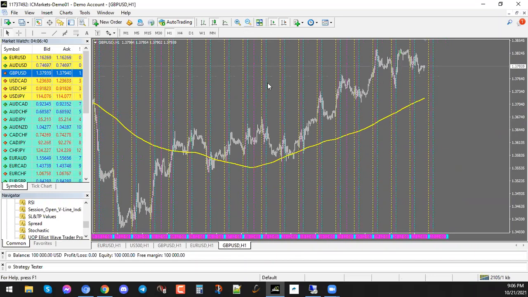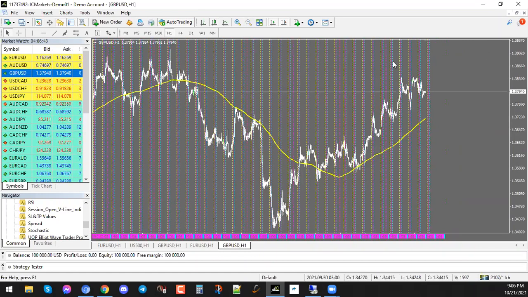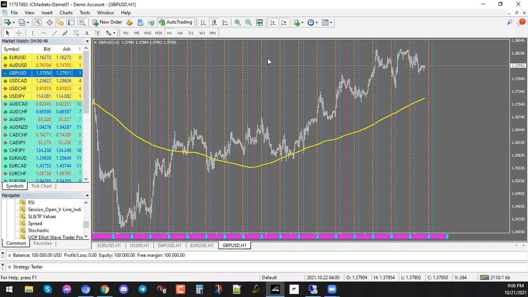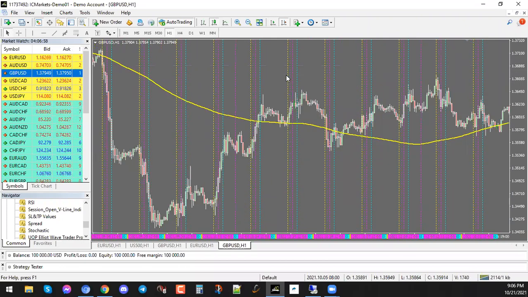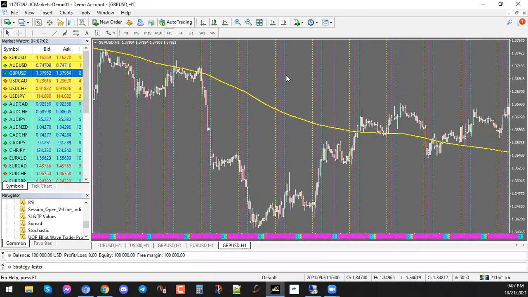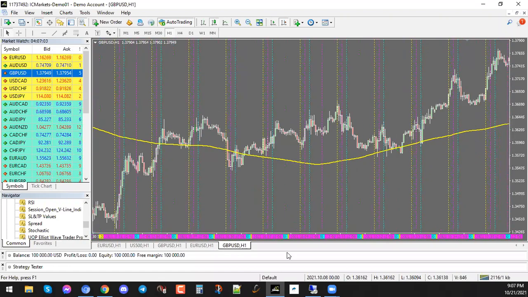Now, I made this very small. Let me see if I can make it a little bigger. Okay. Let's look at it this way. Let me see if I can make it a little bigger. Okay. All right, let's look at it. Let's look at this wave, this one right here.